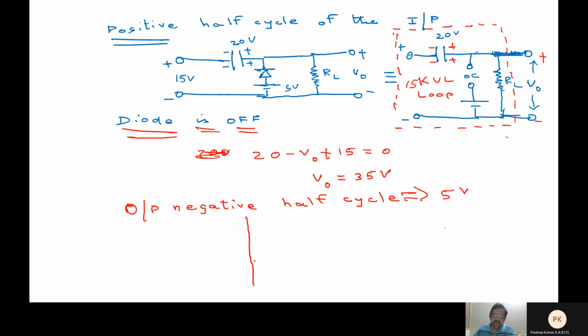So straight away we can draw the output like this. So think about that this is 35 volt. In the negative half cycle, it is coming to 5 volt. So it's a square. So right over there and like this it goes. This is my time. This is my output V0. So what will be the value here? It will be 35 volt. This will be 5 volt.